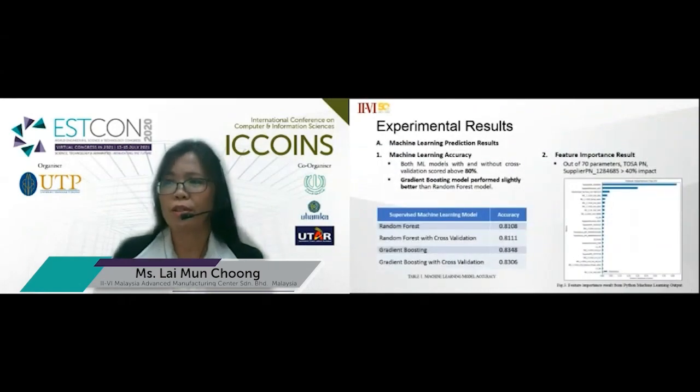The experimental result consists of machine learning prediction results and guided analysis from this section. The machine learning accuracy for both models, with and without cross-validation, scores above 80%. The gradient boosting model performs slightly better than the random forest. Feature importance results: out of 70 parameters, a key component, TOSA, from a specific supplier is found to have over 40% impact.